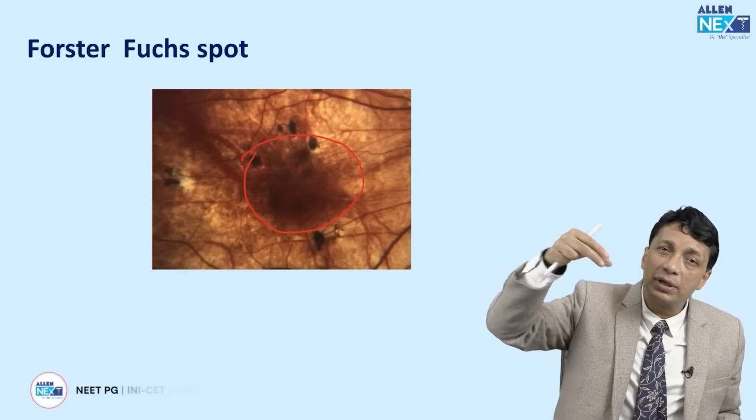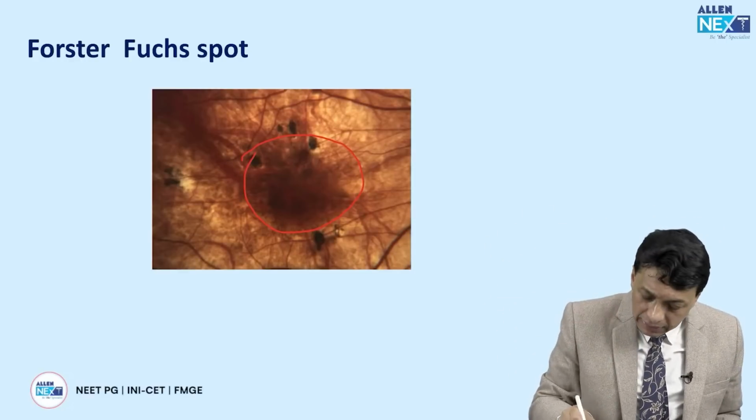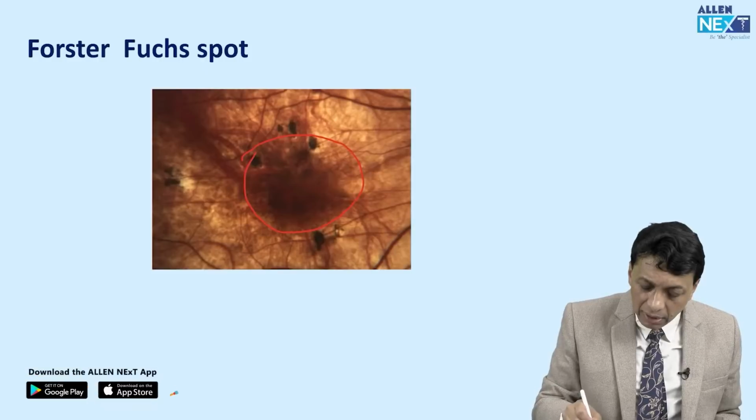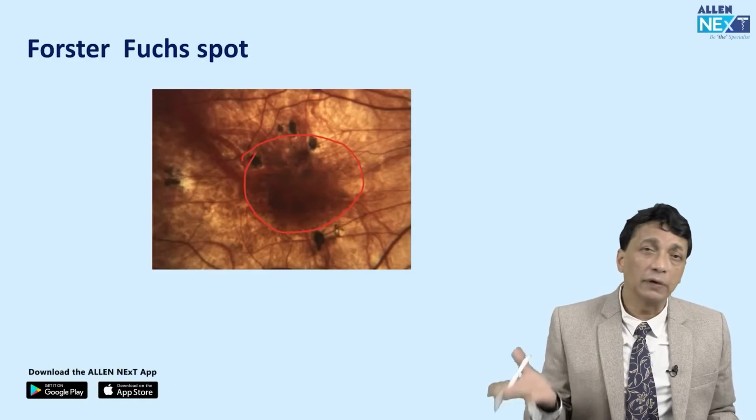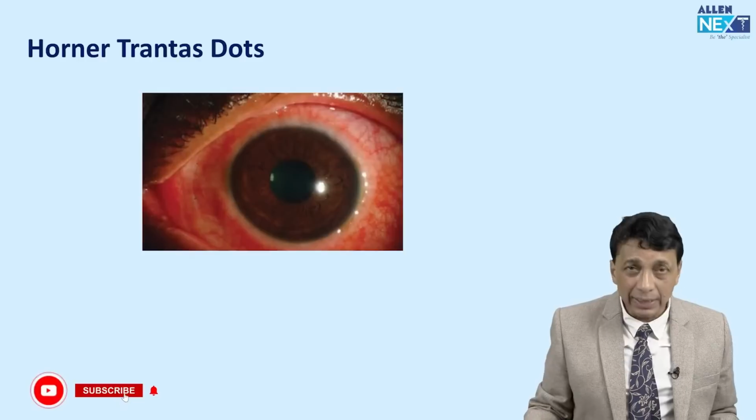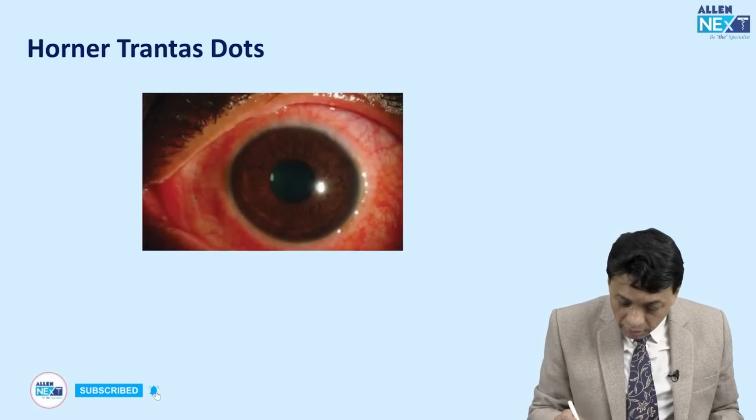They cause bleeding or hemorrhage over the macula. This hemorrhagic spot over the macula in pathological myopia is called Foster-Fuchs spots, not to be confused with Elschnig spots. Then some dots, the Horner-Trantas.